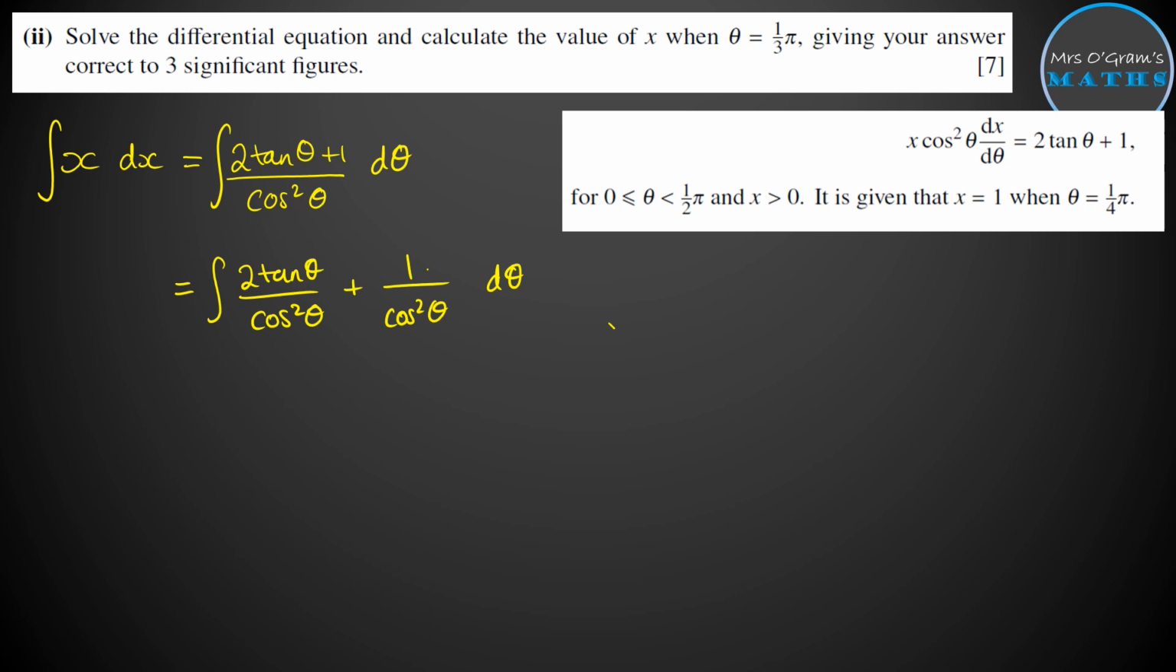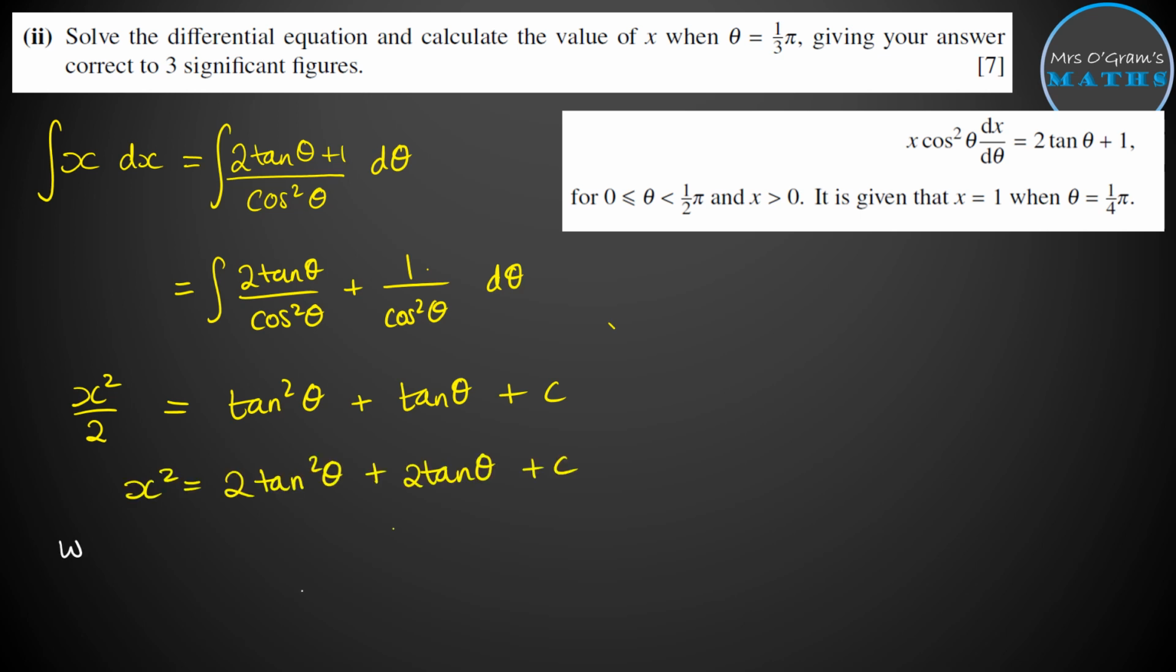Since part 1 took us through how to integrate tan theta over cos squared theta, we can recognise that it's just going to integrate back to tan squared theta. So x integrates to x squared over 2, and 2 tan theta over cos squared, we know from part 1 of this question, will integrate to tan squared theta. 1 over cos squared is sec squared theta. If you look on your formula sheet, you'll know that if you integrate sec squared theta, you get tan theta. And then, of course, plus c.